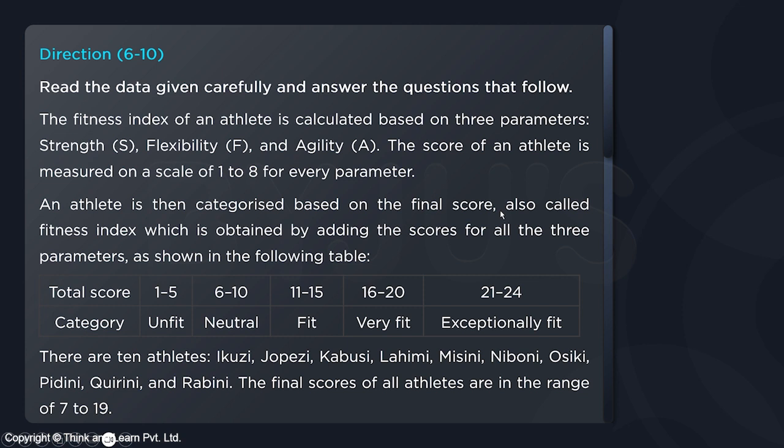The final score of all athletes are in the range of 7 to 19. Minimum score is 7, maximum score is 19. So basically, there is no one who is unfit, there is no one who is exceptionally fit, because no one lies in the range of 1 to 5, no one lies in the range of 21 to 24.